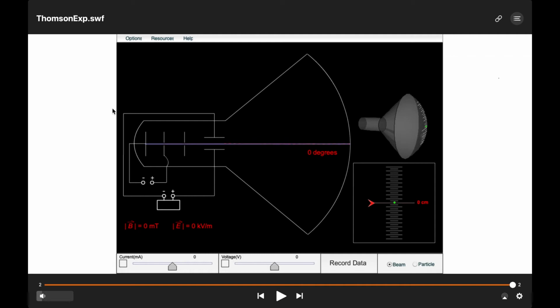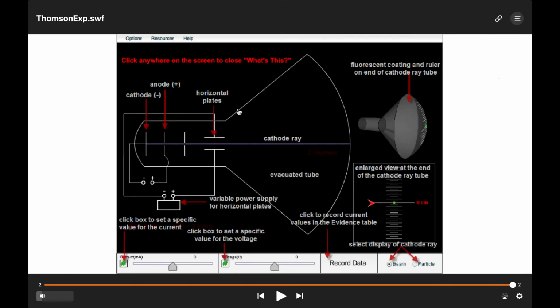So here's our simulation of Thomson's experiment, where he's looking at a cathode beam through a cathode ray. In this simulation, we've got a number of pieces of information displayed for you. We have this little circuit, which you're going to have to answer a question about in the lab. These are parallel plates that are providing an electric field for the cathode ray. You can adjust the voltage of the parallel plates using this slider at the bottom.